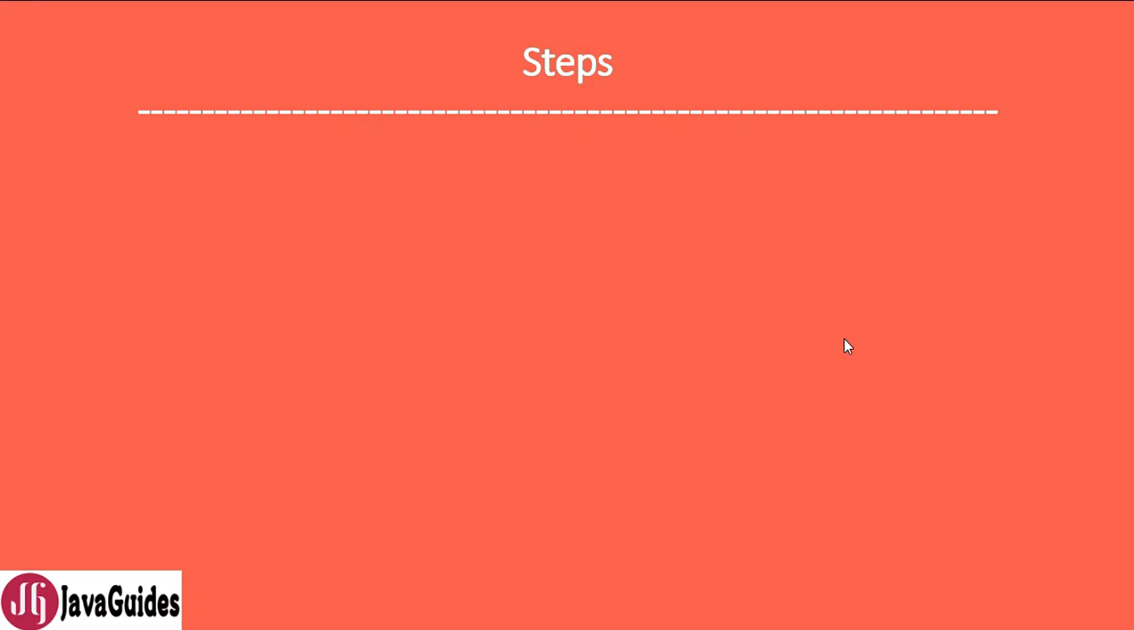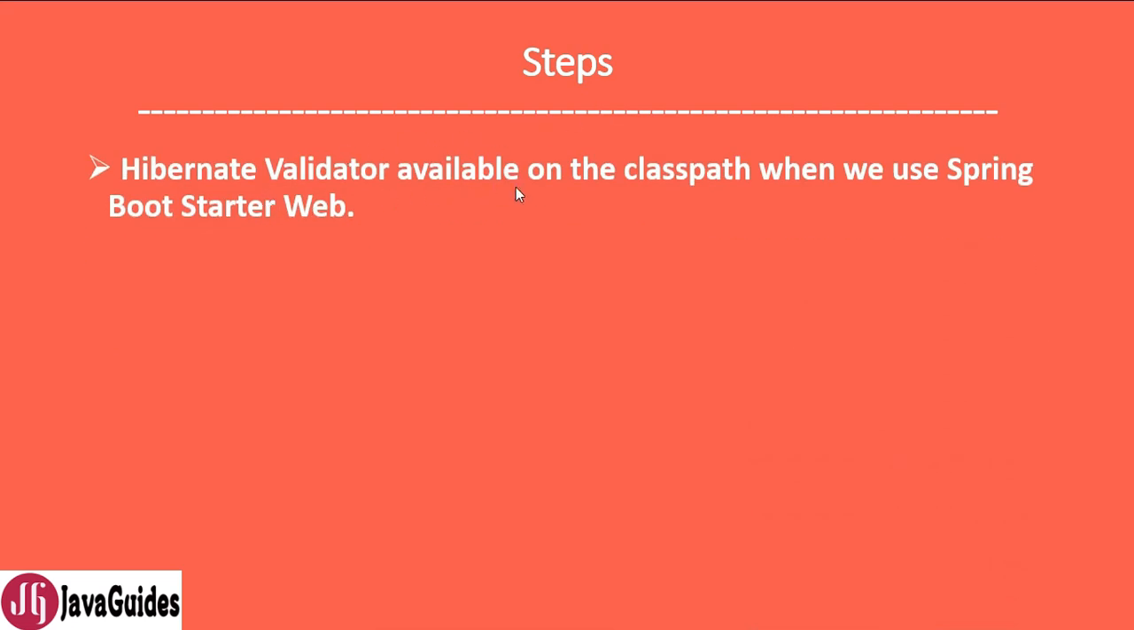Validating Spring Boot REST API is pretty easy, so you need to follow these steps. First, Hibernate Validator is available on the classpath when we use the Spring Boot starter web dependency. Whenever we add the Spring Boot starter web dependency, Spring Boot will automatically provide Hibernate Validator for us. We don't need to manually add the Hibernate Validator library to our project.